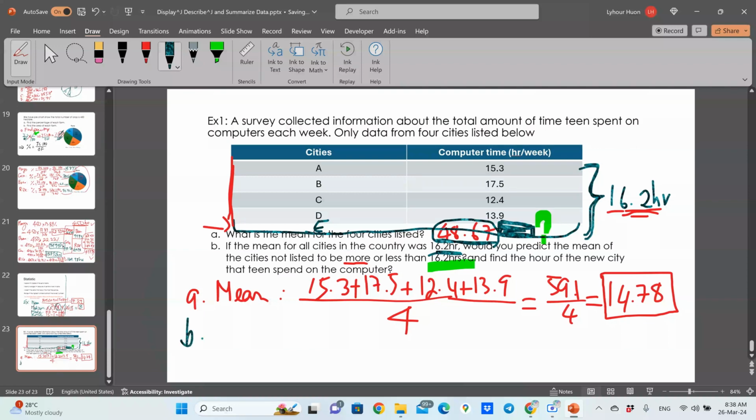So B, first question they ask: will you predict it to be more or less than 16.2? More. That is correct, more. Okay, good. Why is it more?